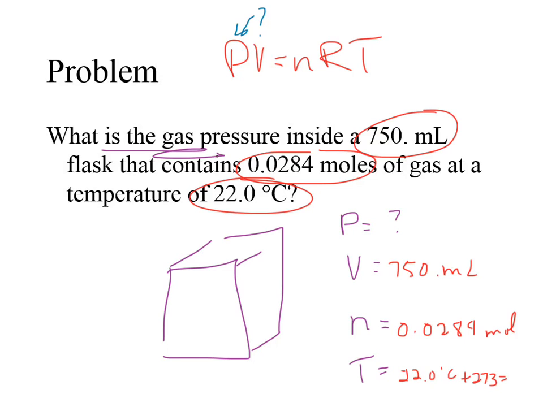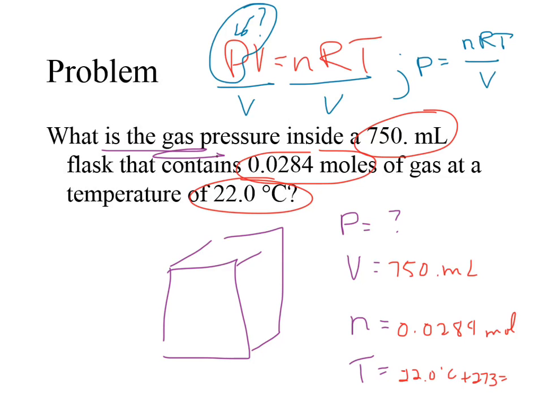Let's go ahead, and while I have that doodle up there, do you see where P is what I'm after? I bet you guys buy this. If I divide both sides by V, okay, look what I get. I get P is equal to nRT over V. And actually, then I'm ready just to plug.